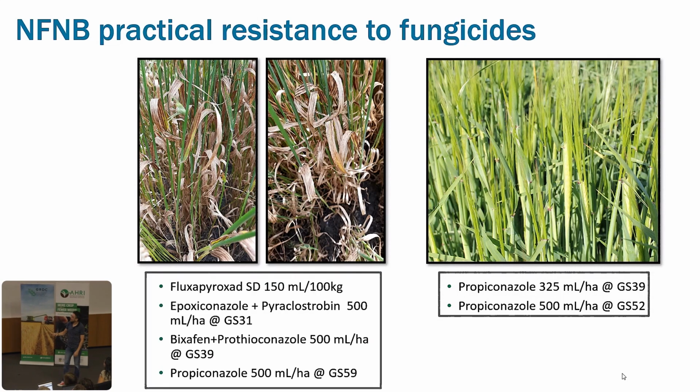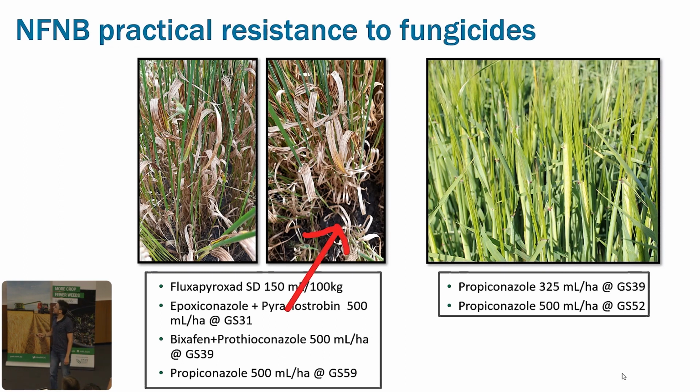I told you it had been treated with a lot of stuff. Fluxapyroxad, cyproconazole, epoxiconazole and pyraclostrobin, 500 mils per hectare. Pydiflumetofen and prothioconazole, the flagship treatment, and propiconazole, and it's still looking pretty bad. So this one was the one treated. This one was the one untreated.